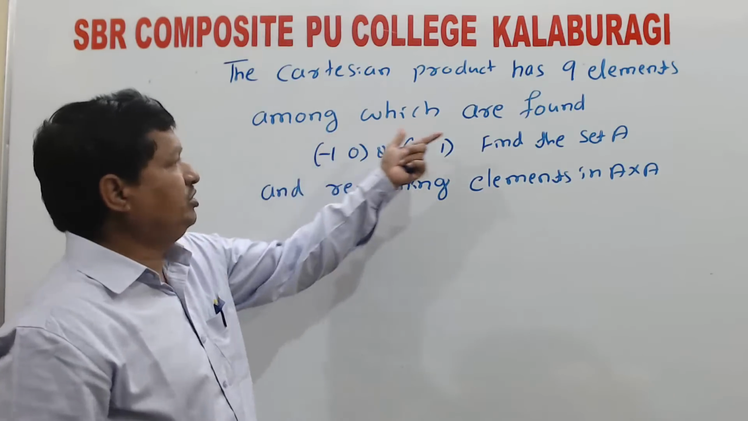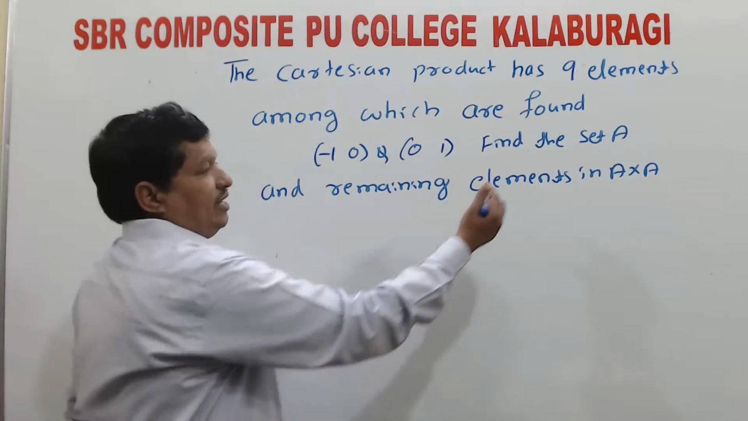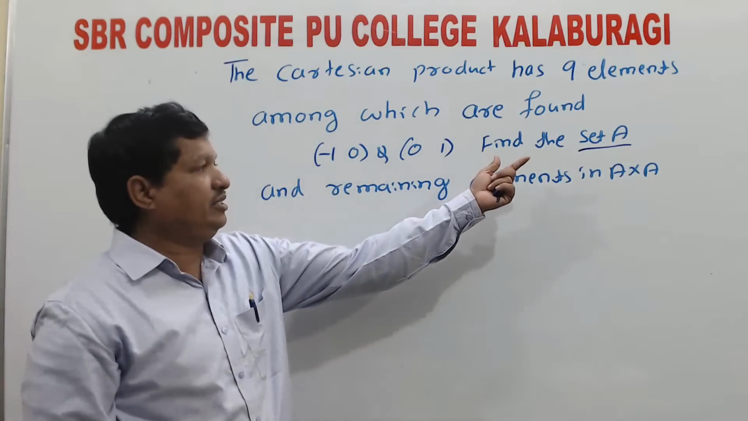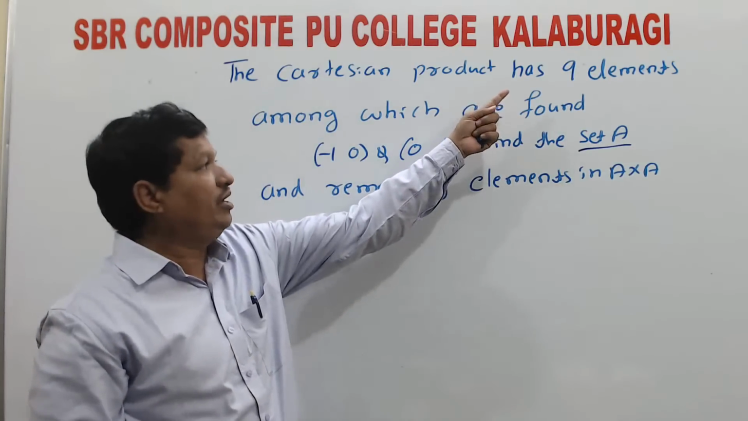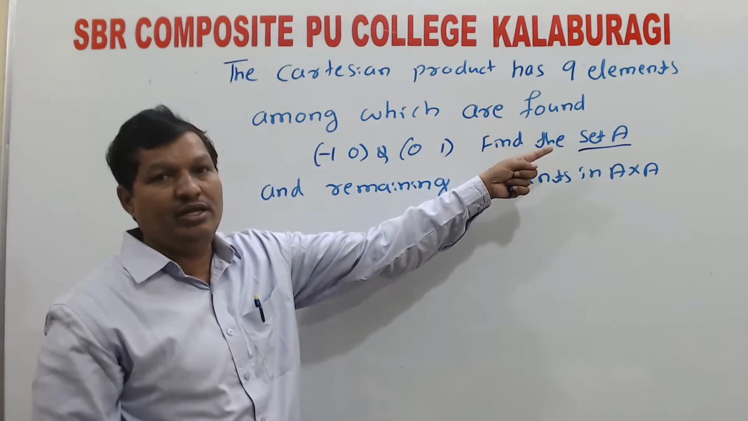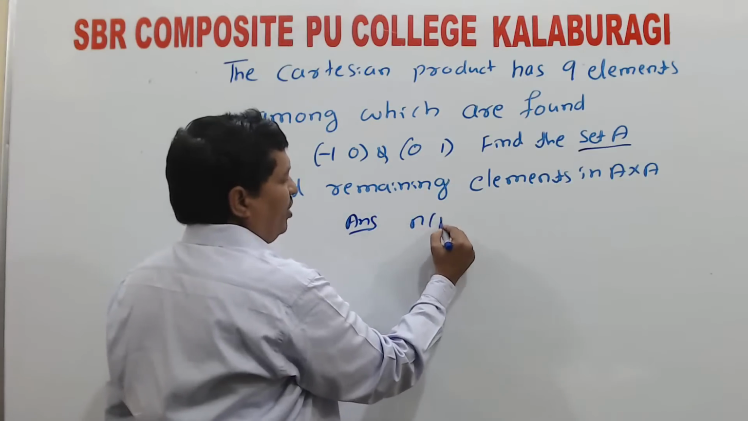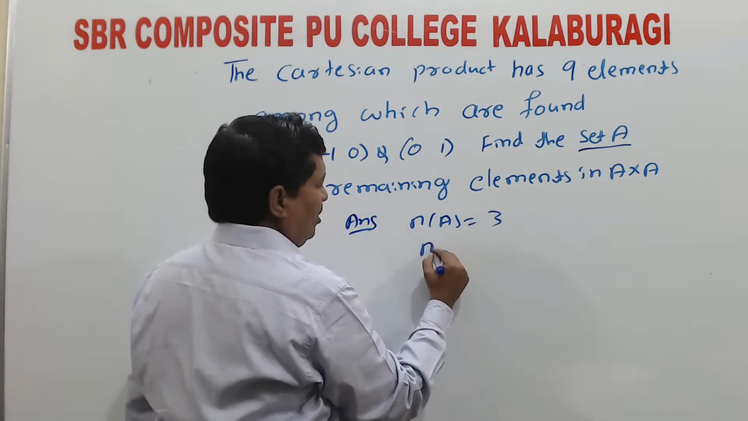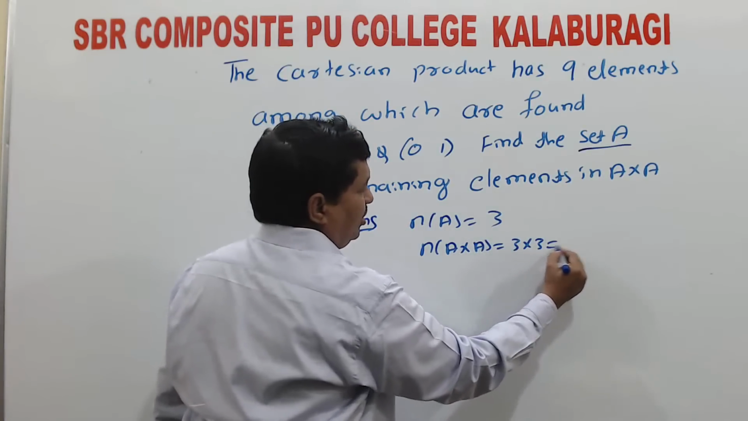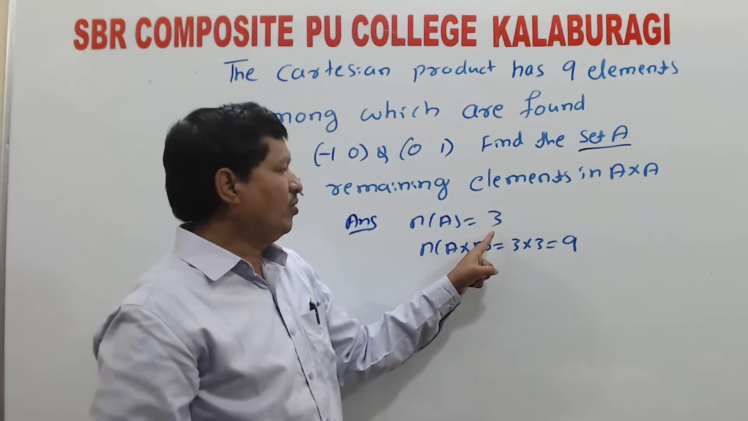Find the set A. The first part is: how many elements does A have? 3 elements, because A cross A has 9 elements. The product of two positive numbers is 9, which means n(A) should be 3. Then only n(A cross A) equals 3 into 3, which is equal to 9. That is why the number of elements in set A equals 3.